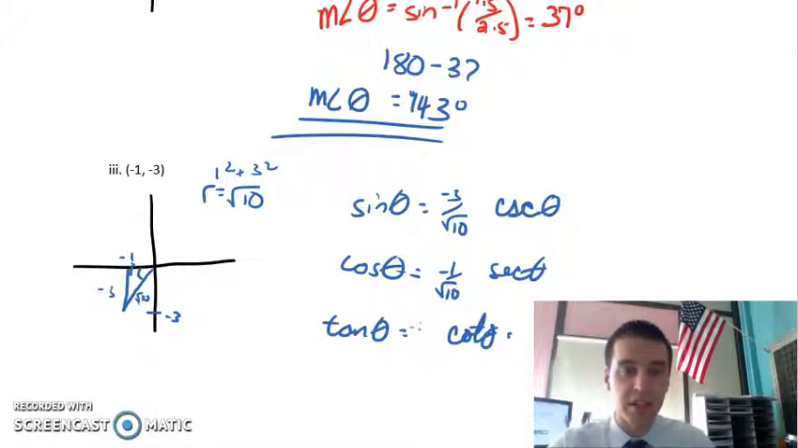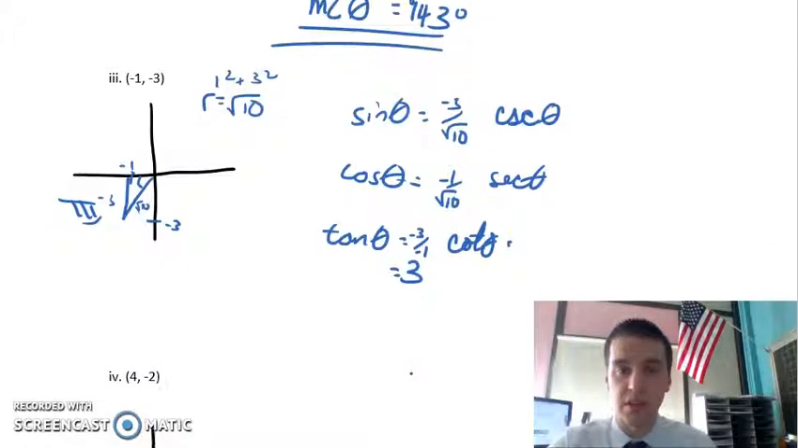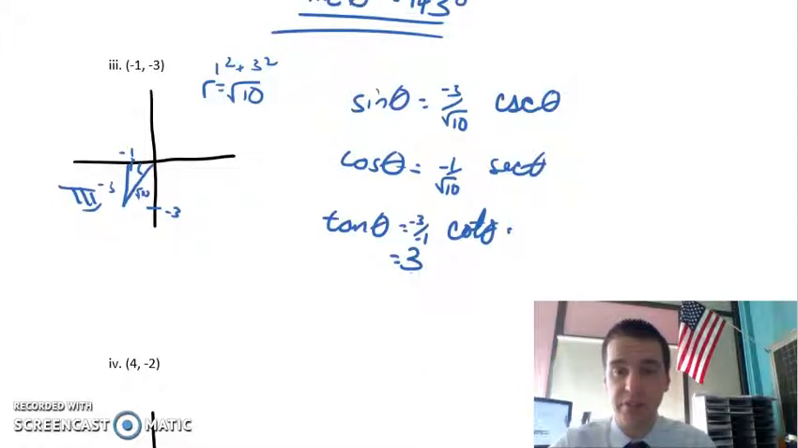Tangent, -3 over -1, which again, remember we're in the third quadrant here. It's going to be positive. We have to write it as a positive. Okay? You cannot write it as a negative over a negative. It has to be just 3.